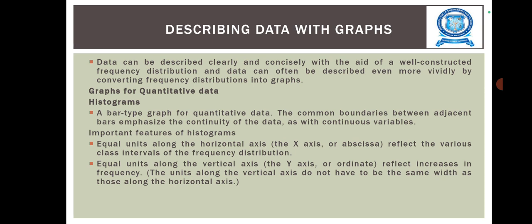Equal units along the horizontal axis reflect the various class intervals of the frequency distribution. Each unit along the vertical axis reflects increases in frequency. The intersection of the two axes defines the origin at which both numerical scales equal 0. That means numerical scales always increase from left to right along the horizontal axis and from bottom to top along the vertical axis.